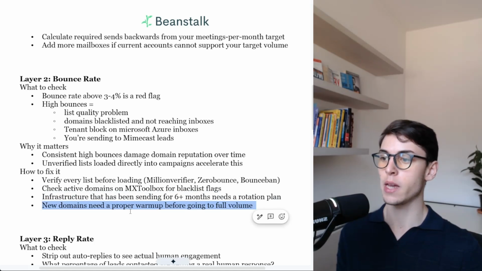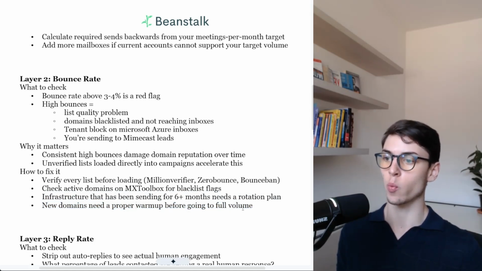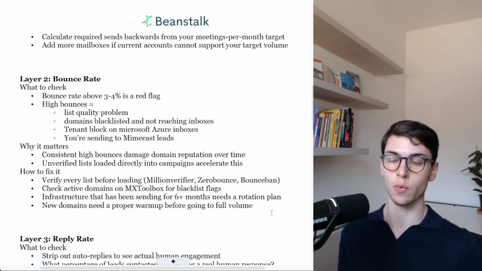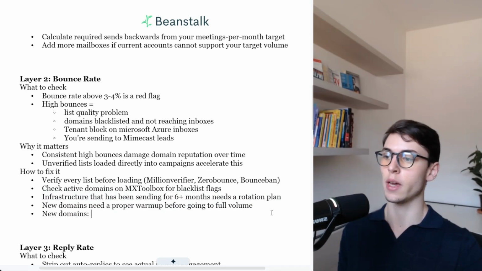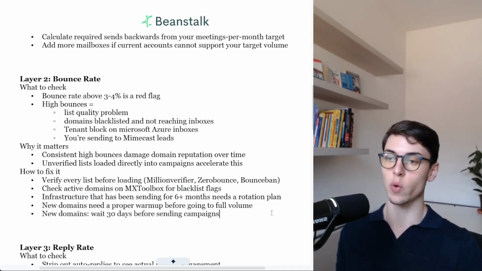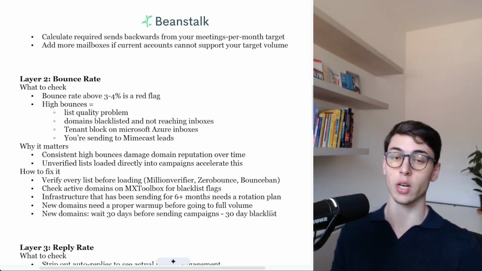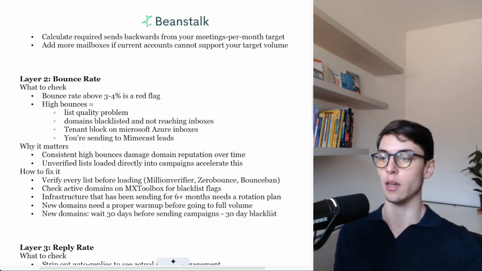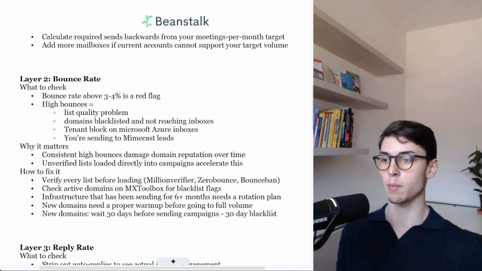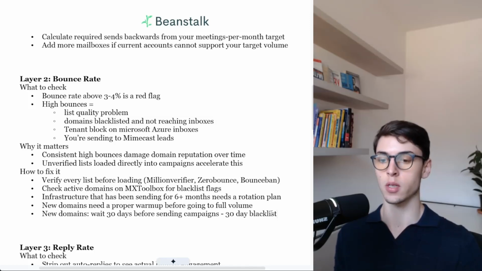If you have new domains, you want to make sure they run through a proper warm-up period before going into full volume. And as well, if you have new domains, wait 30 days before sending campaigns, because right now there is a 30-day blacklist that you want to consider, right? If you purchase domains today, you want to wait 30 days because they're going to be in this 30-day blacklist. And after that, you're able to launch campaigns because they're going to be automatically removed from the 30-day blacklist, right?